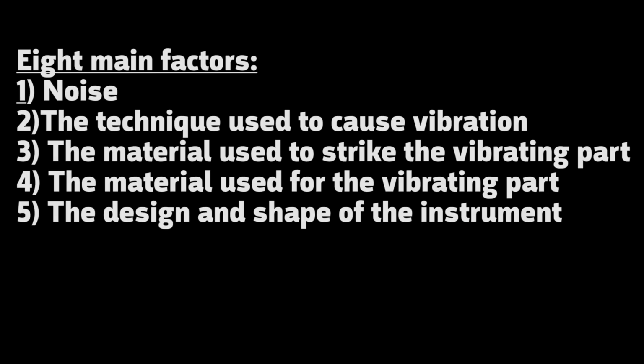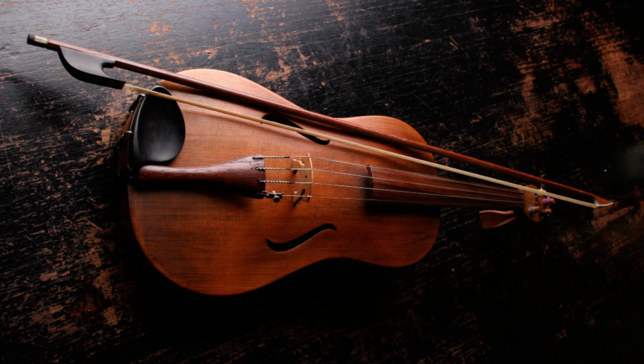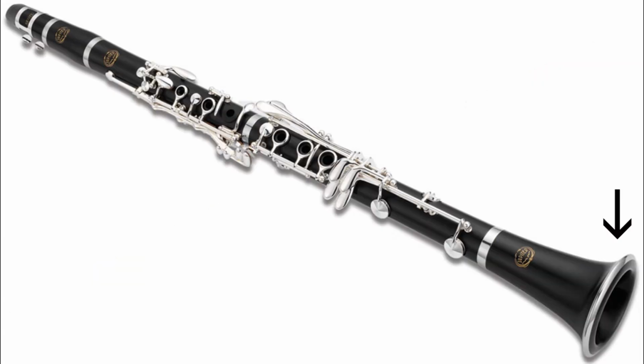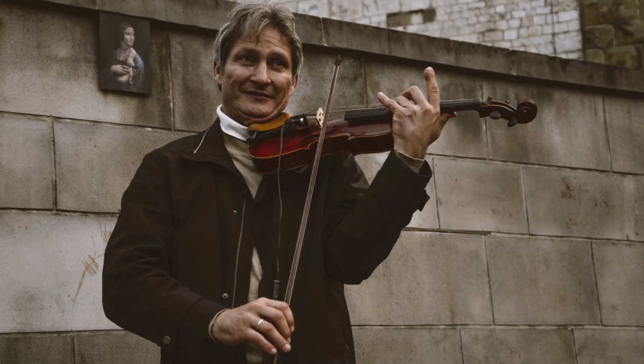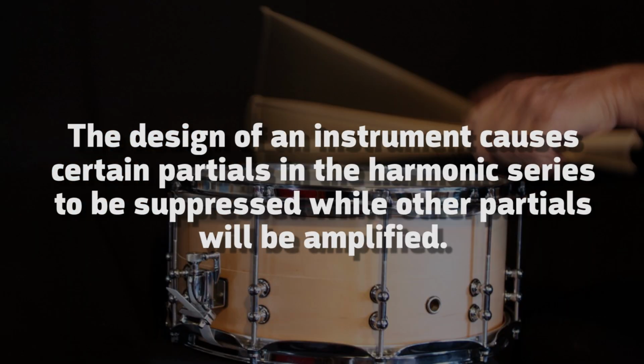The design and shape of the body of an instrument. Is it a violin shape or does it look like a tube? If it's a tube, is the end of the tube the same diameter as the rest of the tube or does it flare out? This is one of the most important factors since the body of an instrument also vibrates, not just the string or reed. The design of an instrument causes certain partials in the harmonic series to be suppressed, while other partials will be amplified.